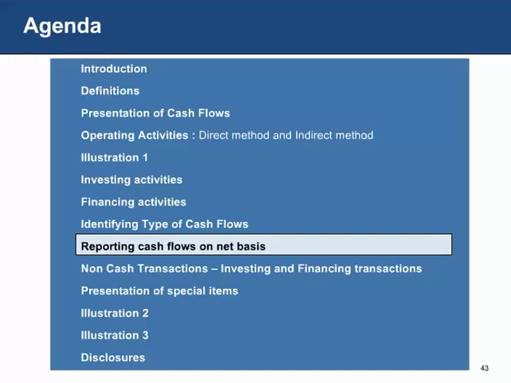So friends, after understanding operating, financing and investing activities, and identifying various types of cash flows to either operating, investing or financing activities, let's understand whether cash flows can be reported on a net basis. That means, for example, can purchases of fixed assets be netted off against sale of fixed assets? Is it allowable? Or can receipts from customers be adjusted against payments to suppliers? So in this topic we'll understand this.